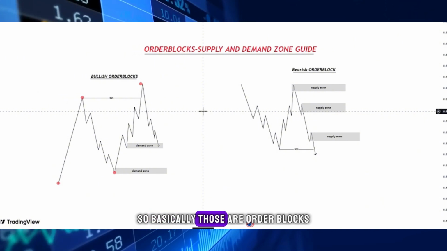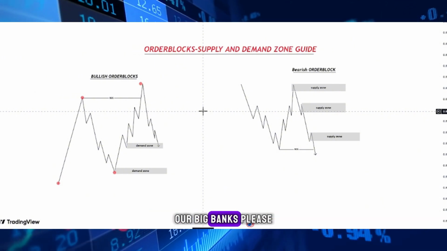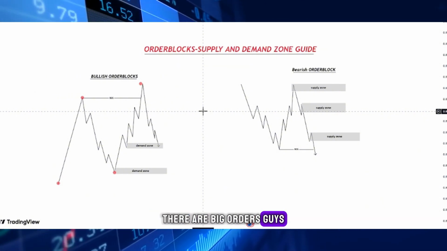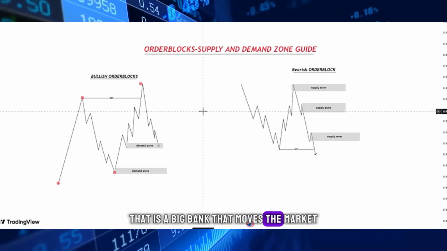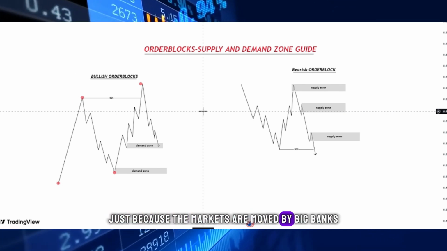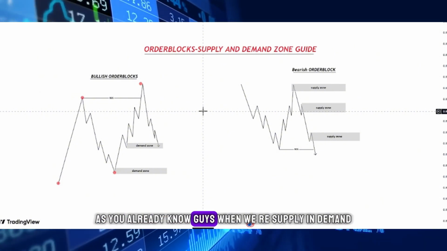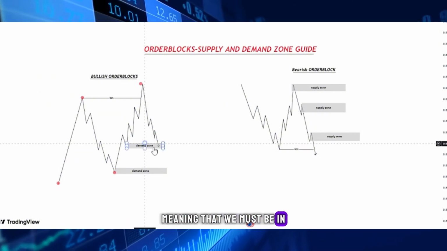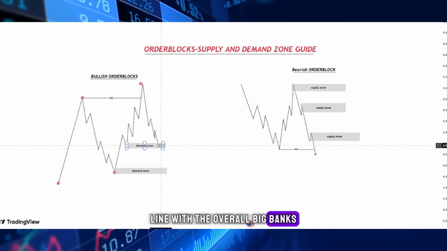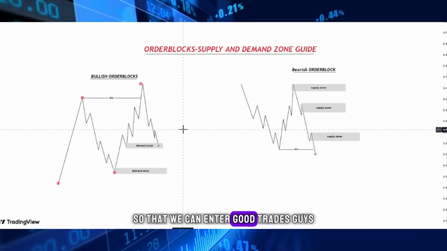So basically, those order blocks are where big banks place their big orders, guys. Your Goldman Sachs, for example, is a big bank that moves the market, just because the markets are moved by big banks, as you already know, guys. And we trade supply and demand, meaning that we must be in line with the overall big banks so that we can enter good trades, guys.